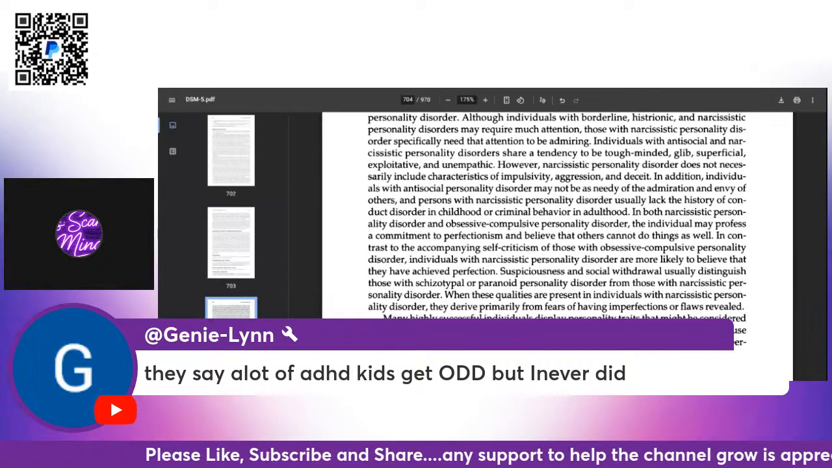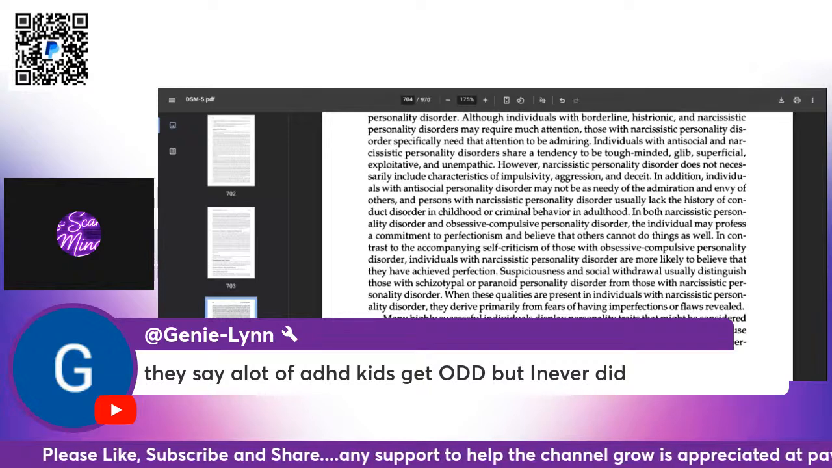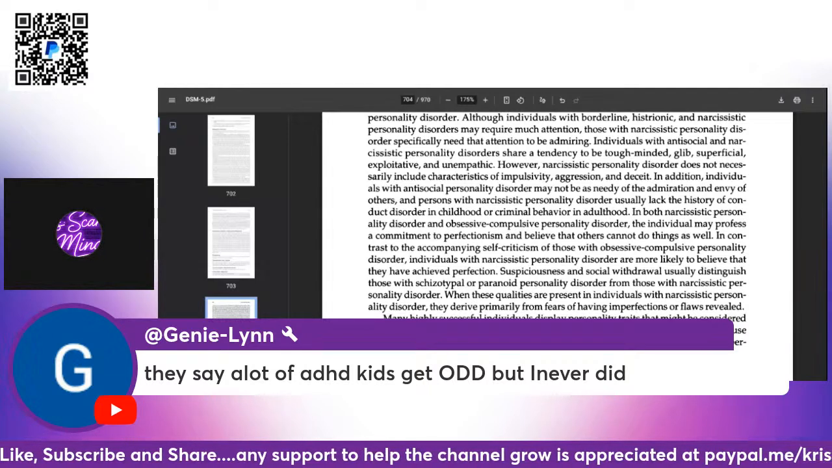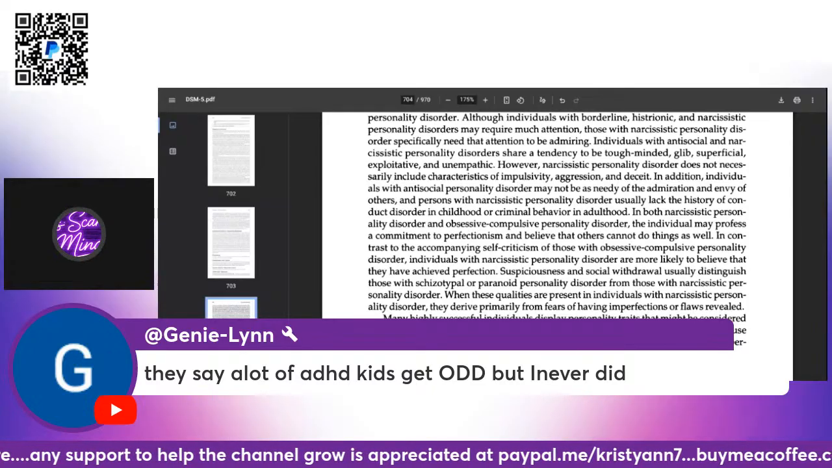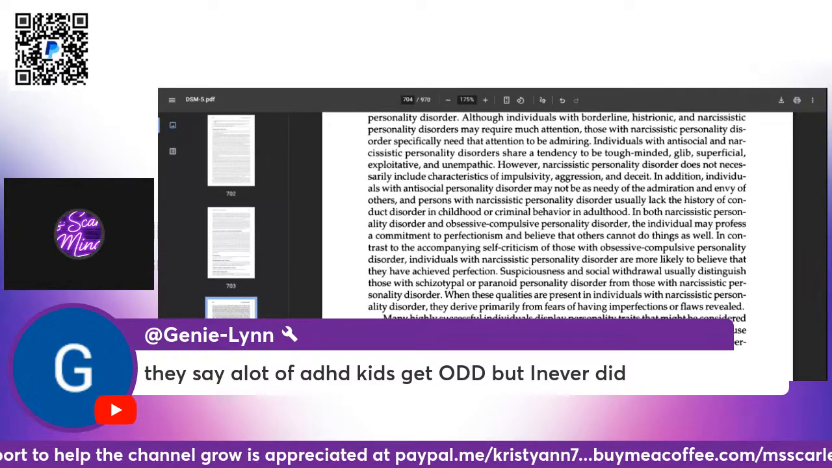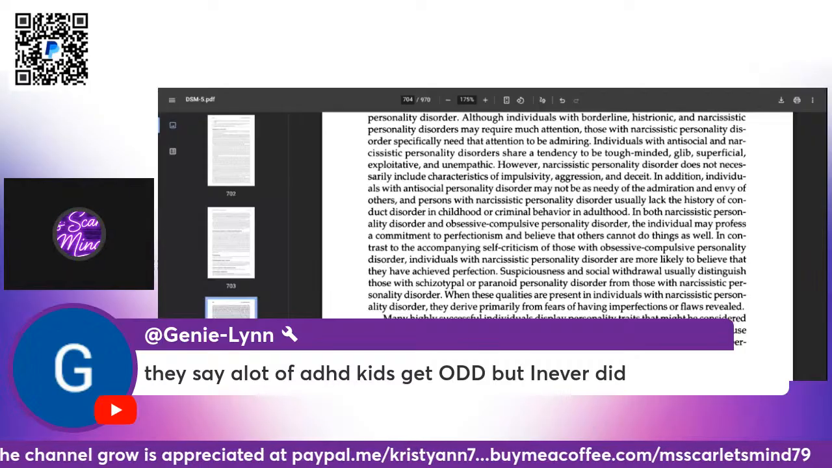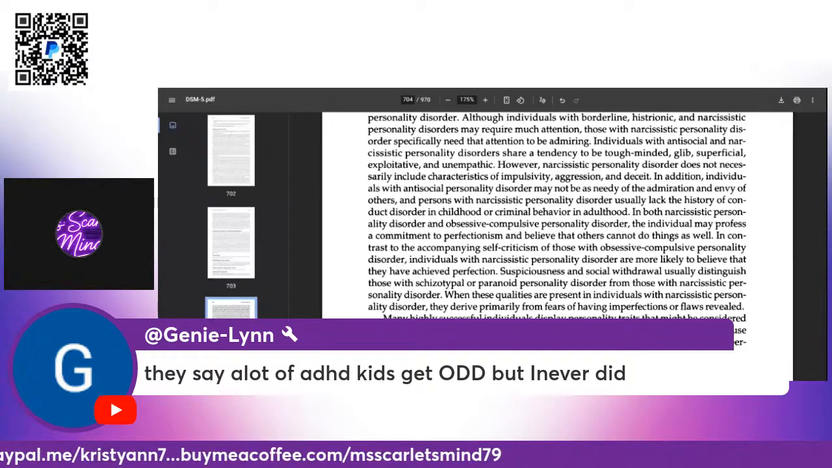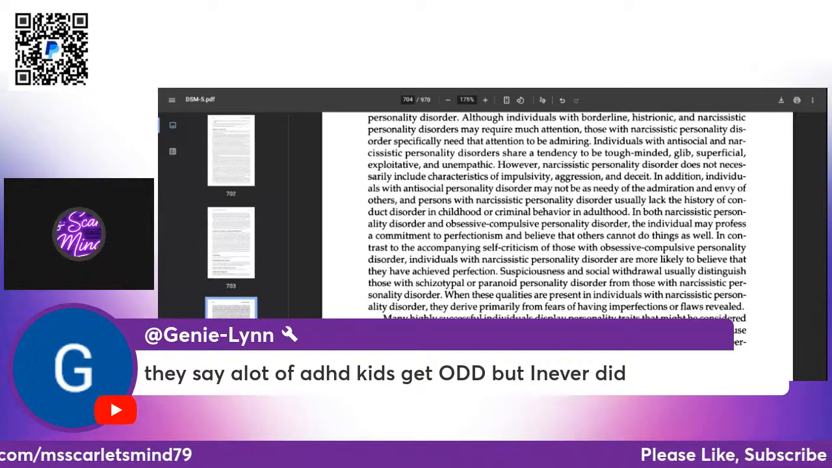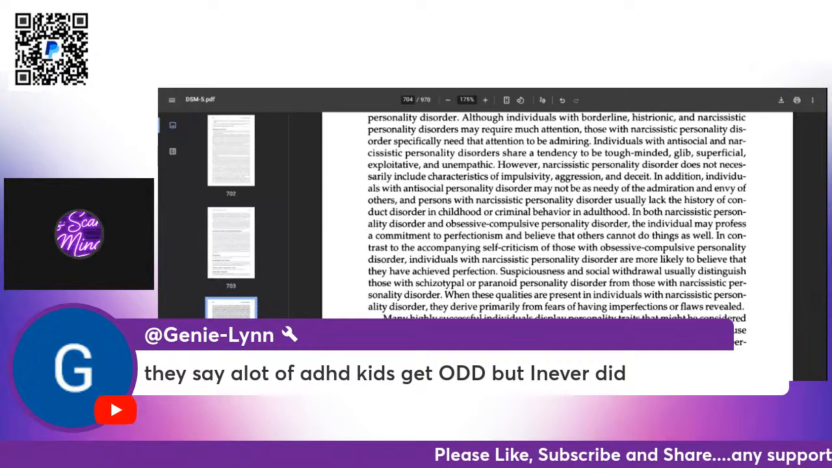Oppositional defiant disorder is the same thing as conduct disorder. Technically they're not interchangeable, but in the psychology world, they've changed one to the other. But my point is that ODD is not at all anything to do with being ADD or ADHD. Completely different.